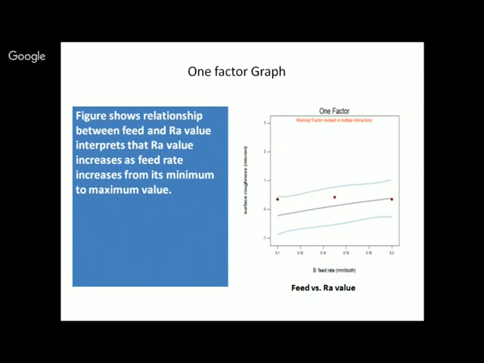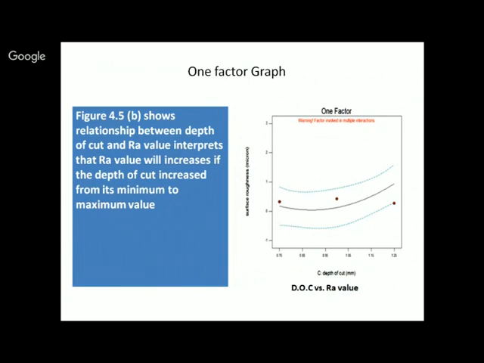Another factor, the second variable, was my feed. You can see the feed rate versus surface roughness. Again, it depends upon the feed, but it remains almost constant, and these are again within the limits of maximum and minimum value, and they are all acceptable. The third factor was depth of cut. Depth of cut also shows that the Ra value will increase if depth of cut increases, and again it is within the limits.